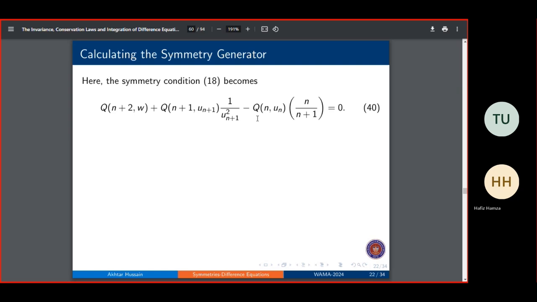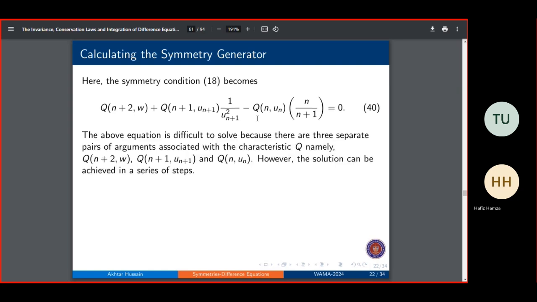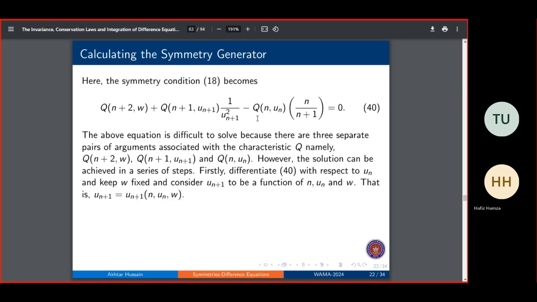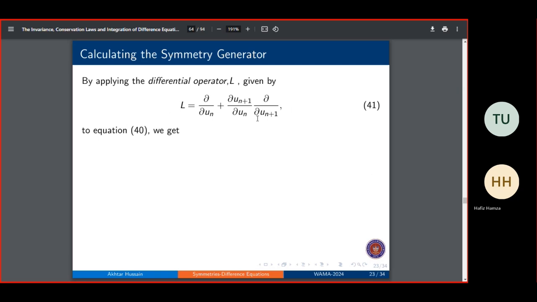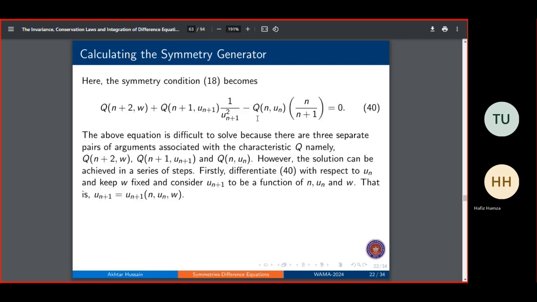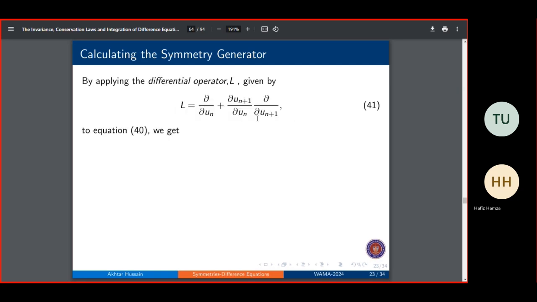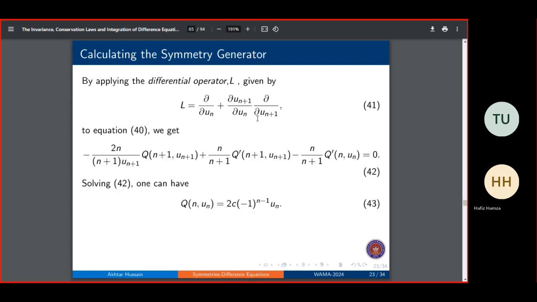So we apply the differential operator on this equation, and then we get this relation. We apply the differential operator again on this equation, and then we have this linearized equation that is given in 4.2, and we solve this for the characteristic Q. We have the characteristic in 4.3, and thus we have this symmetry generator.